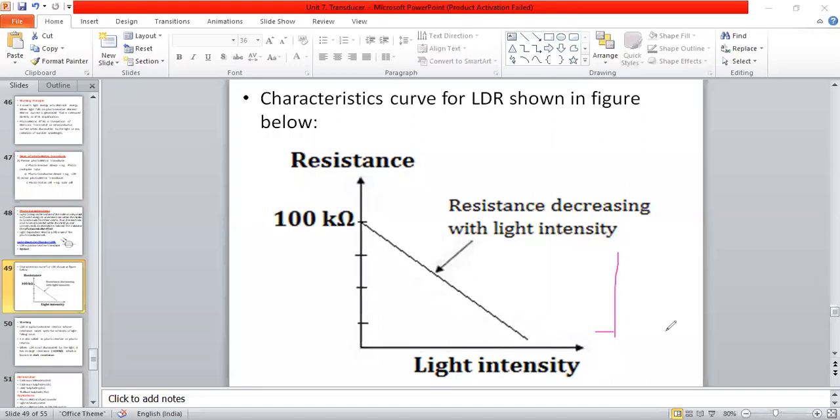Suppose we take the light intensity on the y-axis here. When the light intensity is maximum, the resistance will be 0, so there is no resistance at all. When the light intensity goes to 0, the resistance increases. You can draw it like this.